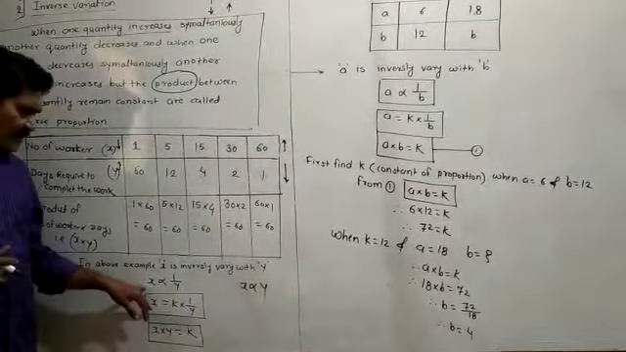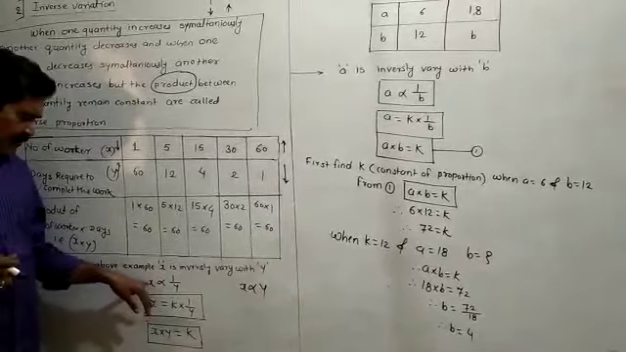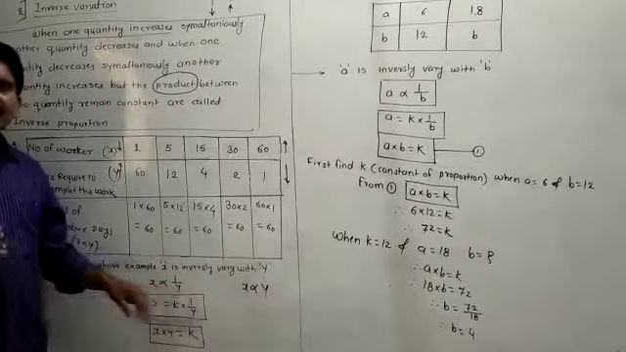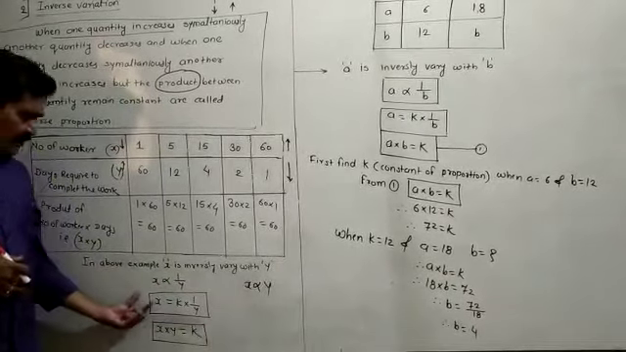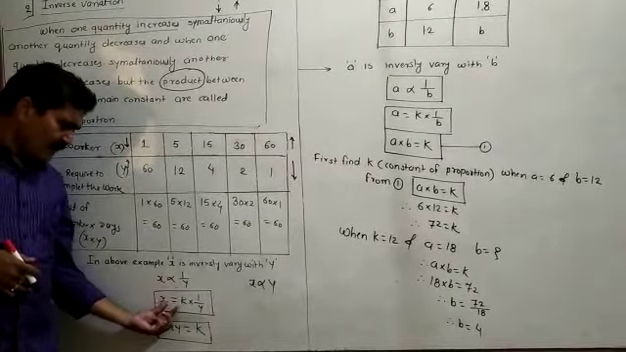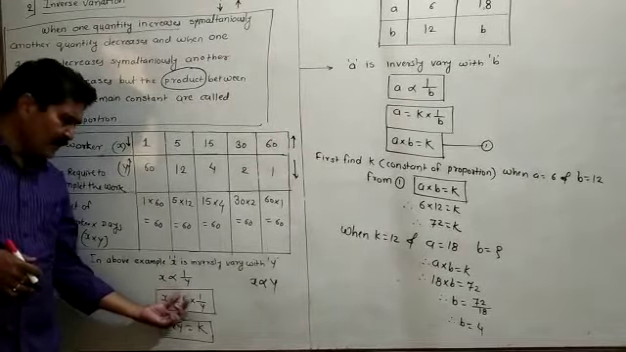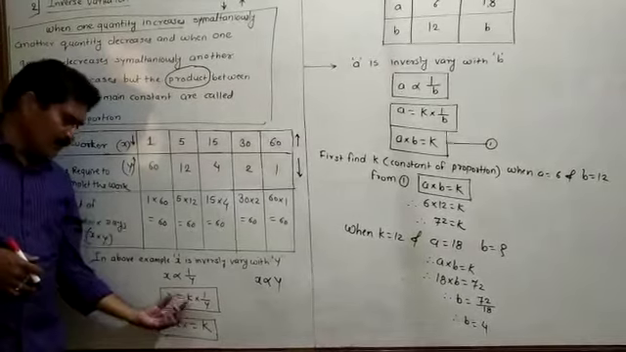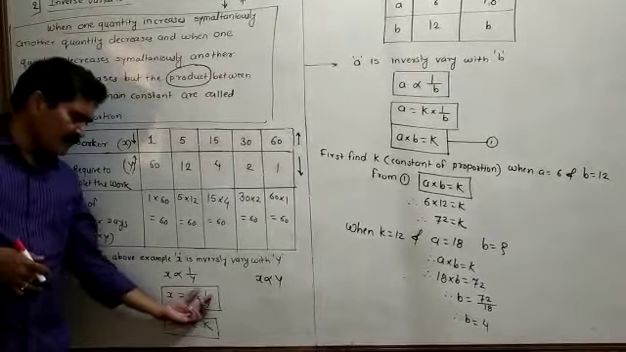But if you will read this, at that time you have to read like this: x inversely varies with y, or y inversely varies with x. So if you will remove the proportionality sign, at that time you have to give the equal to sign, and you have to write the constant of proportionality. K is called the constant of proportionality. Therefore x is equal to k into 1 upon y.